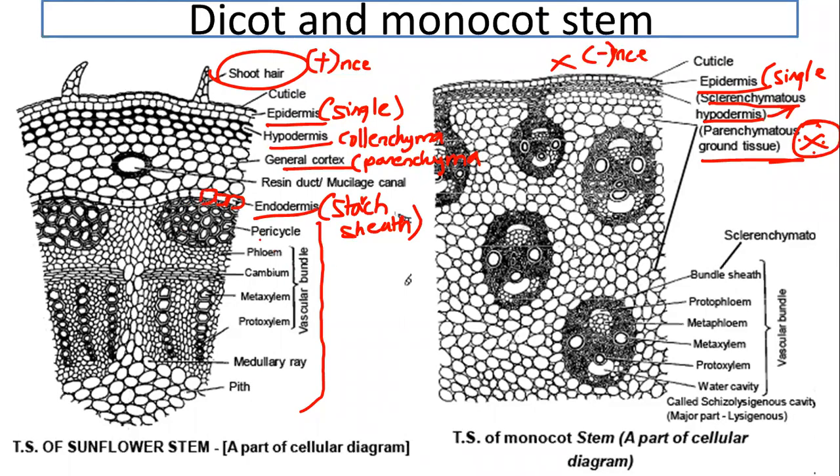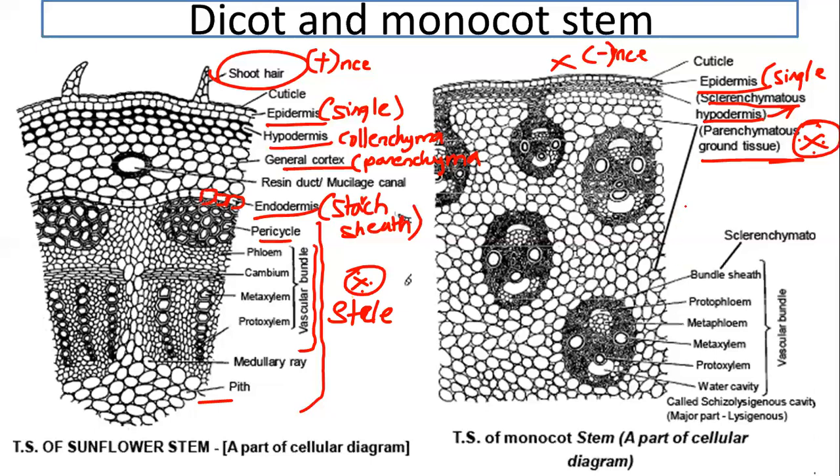The pericycle will be present inside, the vascular bundles will be present inside, and the pith will be present inside. All together, these components are called the stele. This is one important point. Stele is the combination of pericycle and all types of tissues present inside the endodermis: vascular bundles, pericycle, pith and medullary rays.